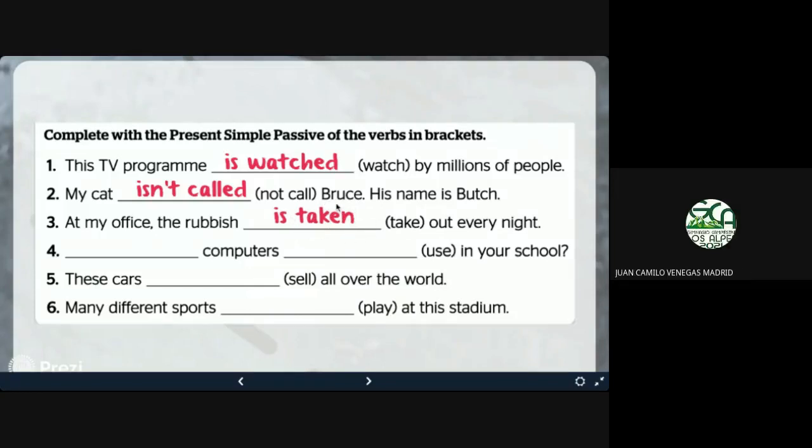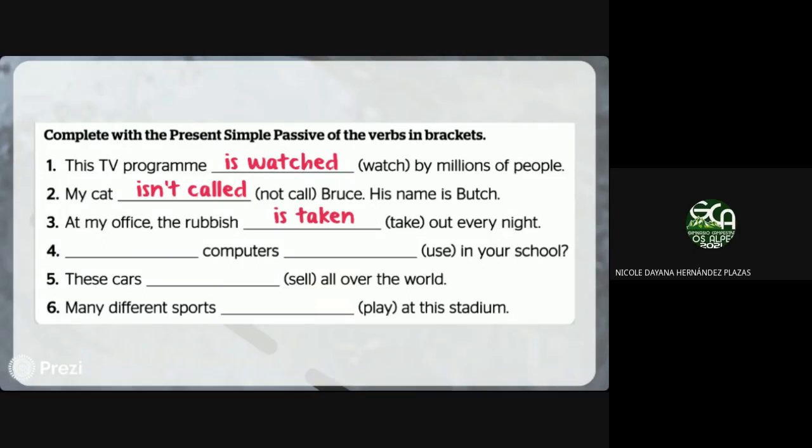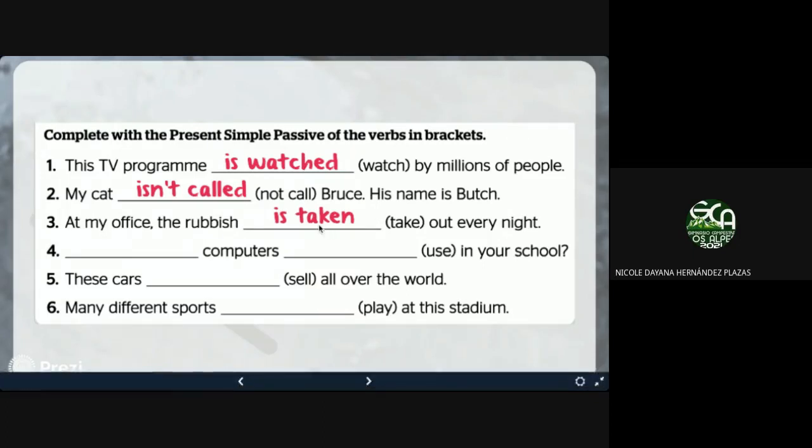And what is the translation? Tomada, recogida. It's like take. This is take, took, taken, okay? The participle is taken. Be careful with the participles, babies. You have to learn it. So, very good. At my office, the rubbish is taken out every night.